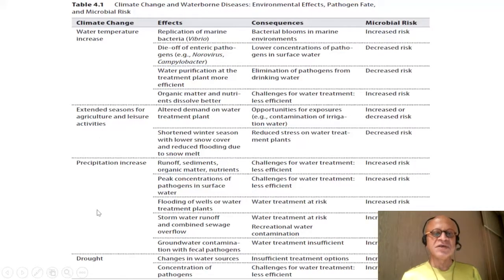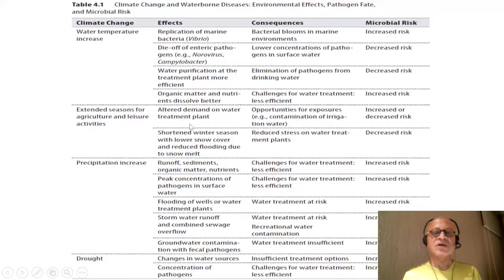And we already talked about climate change manifesting as water temperature increases, extended seasons for agriculture and leisure activities, precipitation increases, extreme events, and droughts, so floods and droughts. Effects can manifest as replication of marine bacteria, sometimes die-off of enteric pathogens like norovirus and campylobacter. Water purification at the treatment plant can be more efficient when water temperature increases because it's easier to perform certain processes to remove pathogens and bacteria, reduce the loading, biological oxygen demand, and so on. Organic matter and nutrients dissolve better when the water temperatures increase.